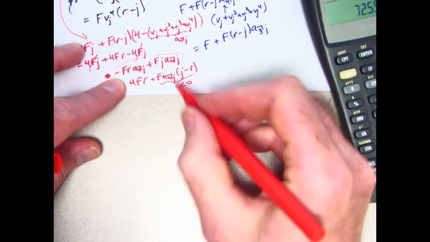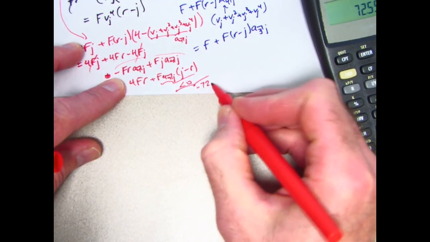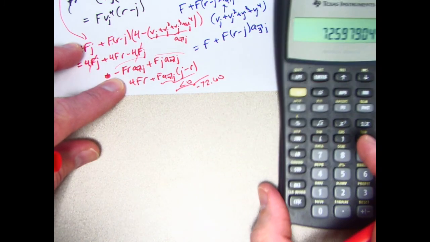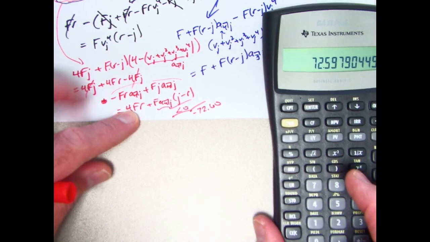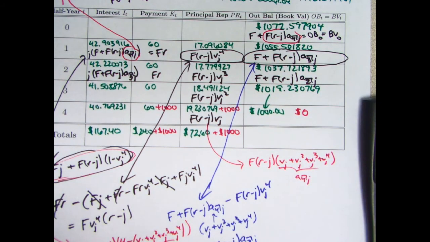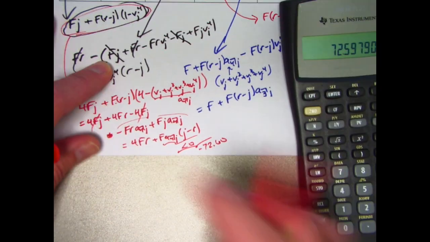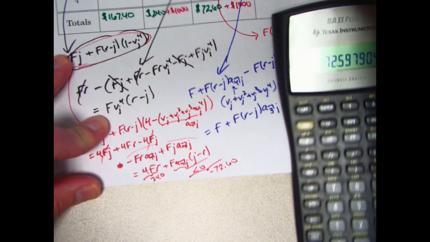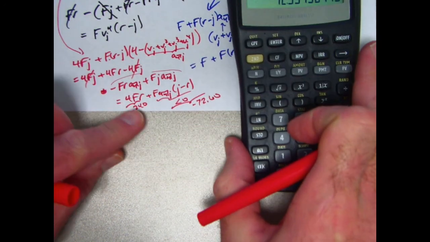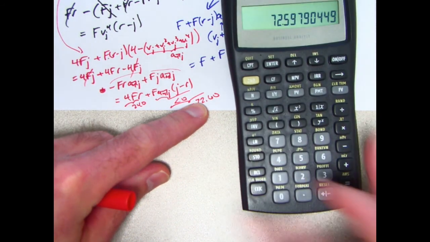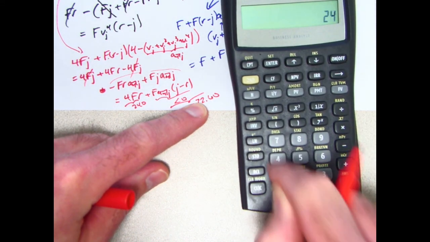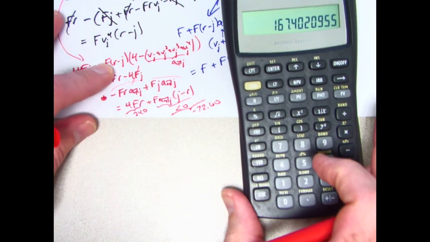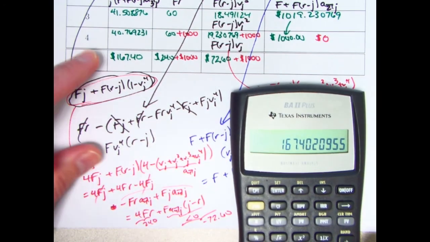This is negative 72.60 when I round to the nearest cent. 4 times f times r is the sum of all the coupons, 240. 60 times 4, this is 240. So to finish the video off, if I take 240 minus that, subtract this from 240, I should get the total interest paid, 167.40, which is what I have here.